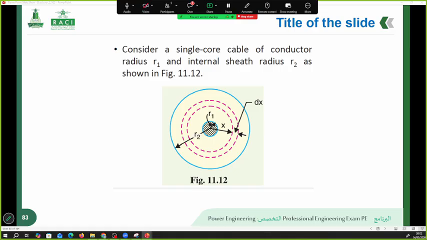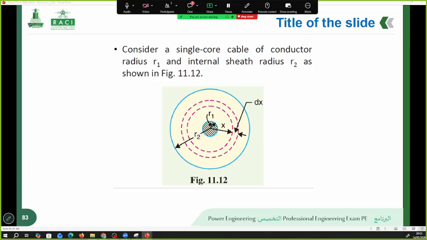This figure illustrates the cross section of a single core cable, a fundamental component in power transmission. The innermost circle with a radius denoted as R1 represents the cable conductor, the core that carries the electrical current. Surrounding the conductor is a thick layer of insulating material which extends radially outward to a radius of R2, known as the internal sheath radius. The primary purpose of this insulating layer is to prevent the flow of unwanted leakage current.